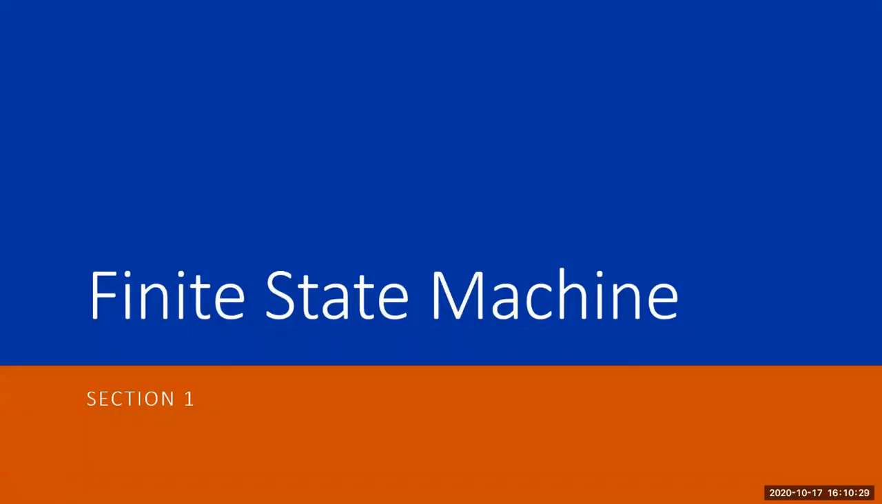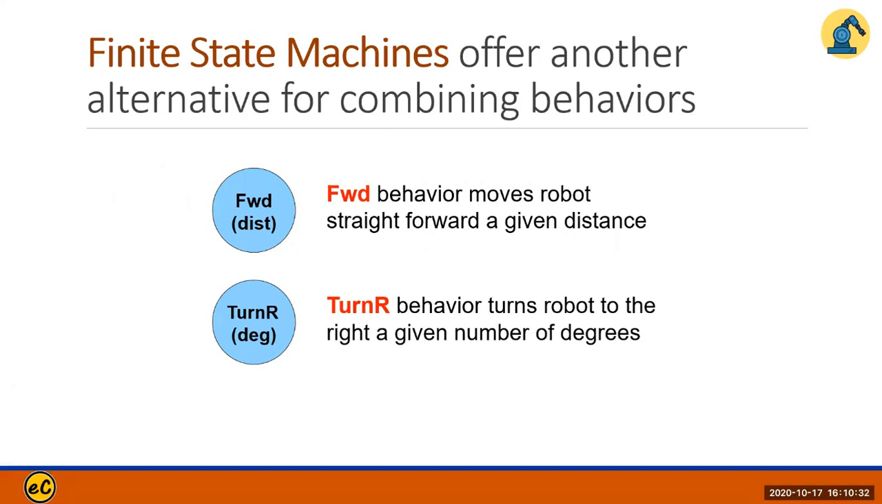Finite state machine, section 1. Finite state machines offer another alternative to combine behaviors. So basically we have one behavior called forward, the other one called turn. So forward a few steps and turn. So these are very simple actions. We can put them as different states. So these are states.